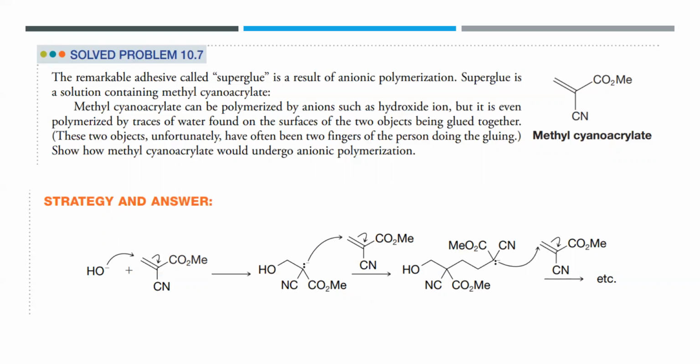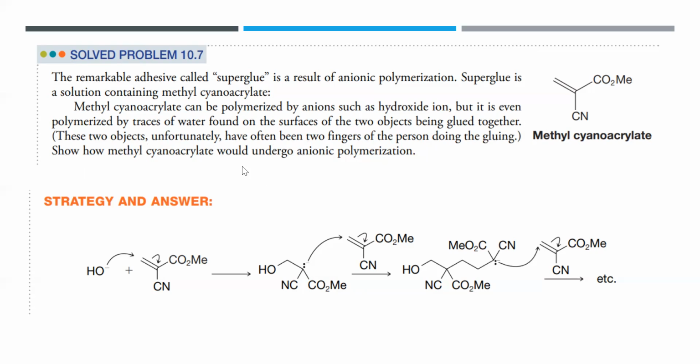The remarkable superglue is a result of polymerization. A solution contains methyl cyanoacrylate. The methyl cyanoacrylate can be polymerized using an ion such as hydroxide, but it's even polymerized by traces of water. Unfortunately, these two objects have often been two fingers of the person doing the gluing.